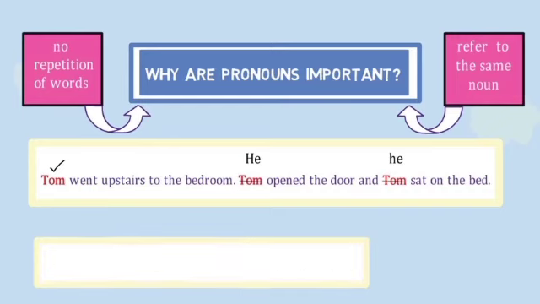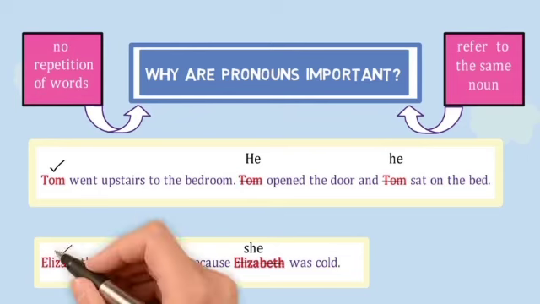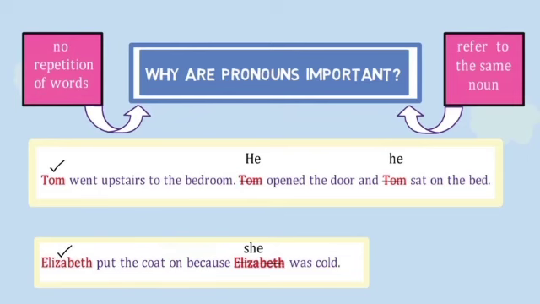Let's look at another example now. Elizabeth put the coat on because Elizabeth was cold. This would be better written as Elizabeth put the coat on because she was cold. Since Elizabeth is a girl, we have used the pronoun she to replace her name the second time it was written. We will not change the first time the name Elizabeth appeared because if we change it, our readers will not know who we were talking about.